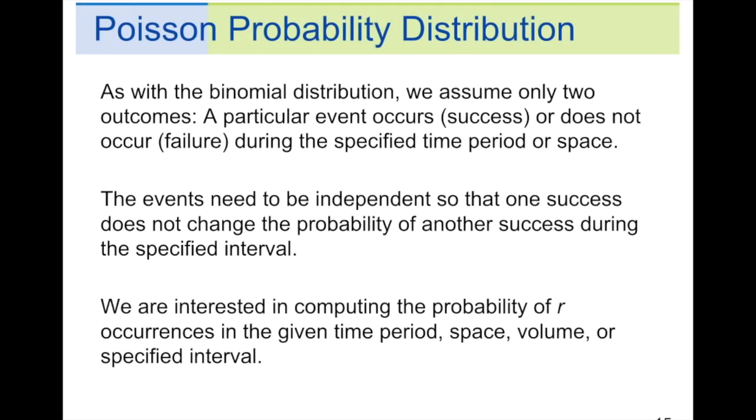As with the binomial distribution, we assume only 2 outcomes. A particular event occurs, a success, or does not occur, a failure, during the specified time period or space. The events need to be independent so that one success does not change the probability of another success during the specified interval. We are interested in computing the probability of R occurrences in the given time period, space, volume, or specified interval.